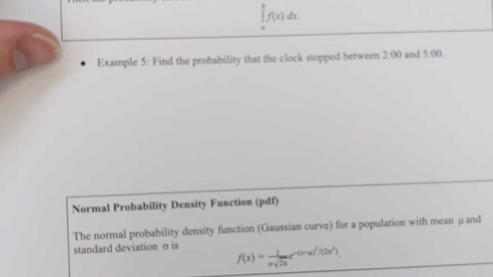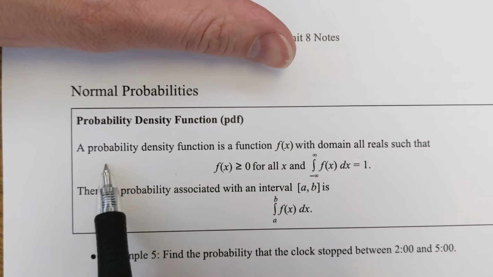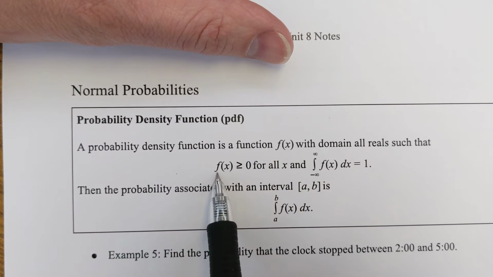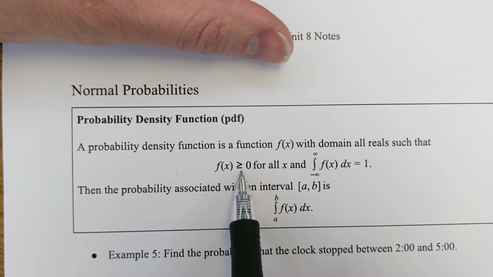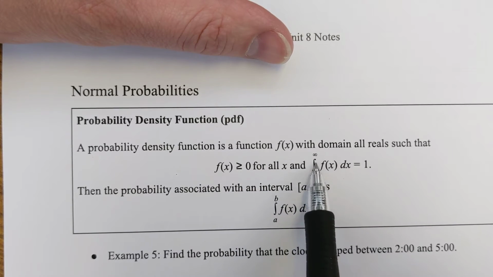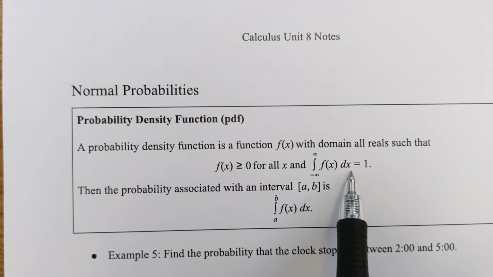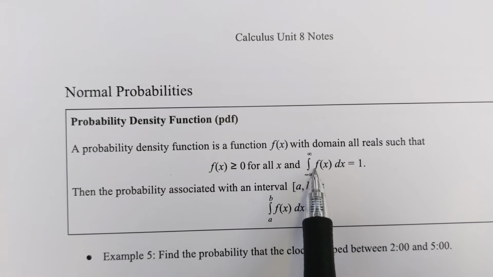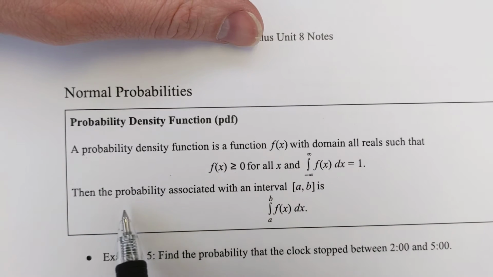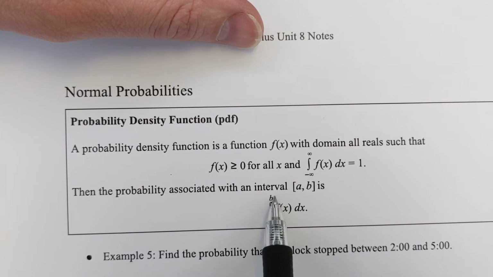All right, so we can also use this in probability issues. The normal probability density function is a function f of x with domain all real such that the function is always non-negative for all x, and that the antiderivative including all possible values is 1. Which makes sense because if you include all possible outcomes, one of them has to occur. So there's a 100% guarantee that something happens. The probability associated with the interval a to b is just given by the bounds.